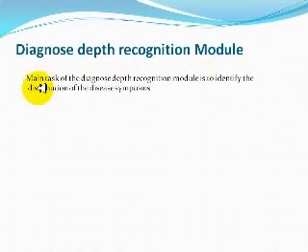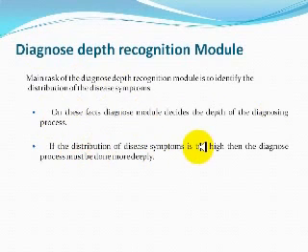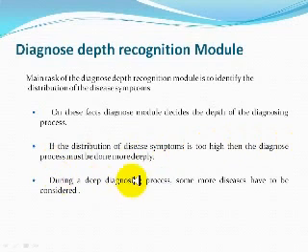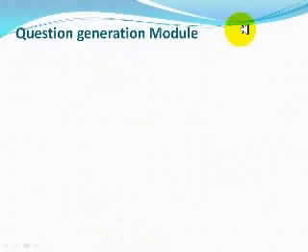Diagnosing depth recognition module. The main task of the diagnose depth recognition module is to identify the distribution of the disease symptoms. Based on these facts, the diagnose module decides the depth of the diagnosing process. If the distribution of the symptoms is too high, then the diagnose process must be done more deeply. During a deep diagnosing process, some more diseases have to be considered. If the distribution of the disease symptoms is low, the depth of the diagnosing process is also low.